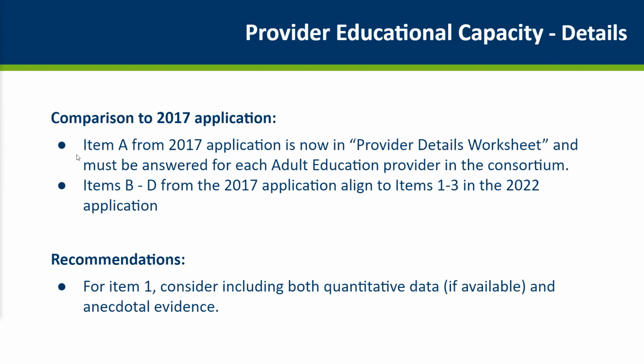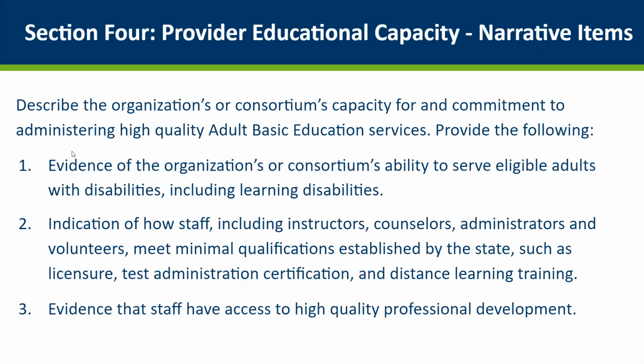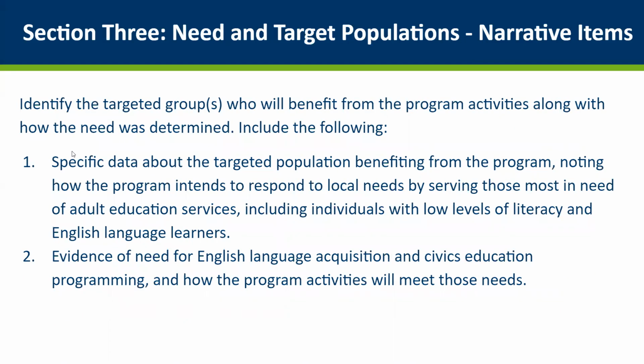You do in section 3, and I'll quickly go back there. In section 3, regarding item number 2, evidence of need for English language acquisition in civics education, you do not need to specifically just write about IELCE or integrated English literacy and civics education. You can talk about civics education as it's embedded into English language acquisition and other education for new Americans. Great question, Kirsten.